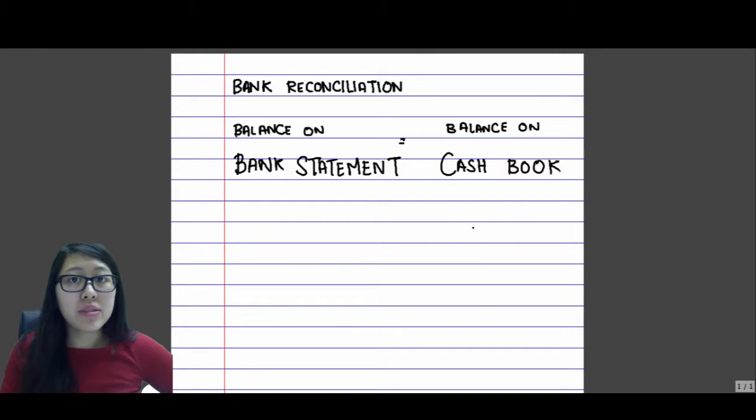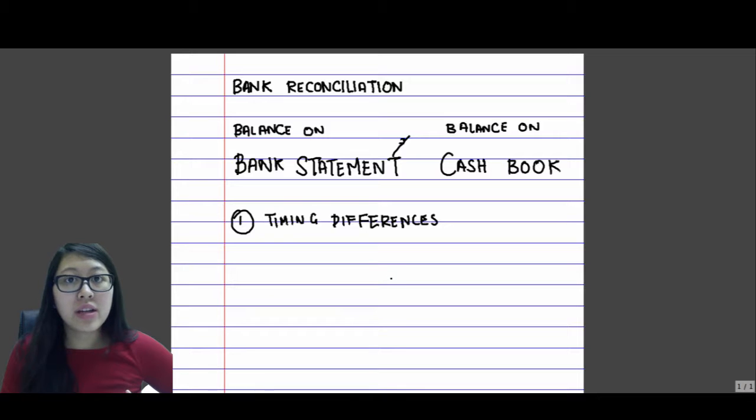In theory, a business's bank statement should show the same balance as the one in its company cash book. However, in reality, there may be different reasons as to why this may not occur. One reason could be timing differences. Timing differences relate to the bank's clearing process.